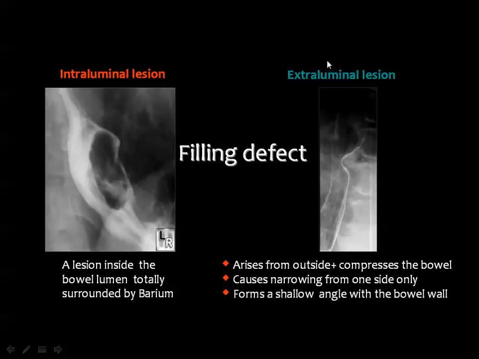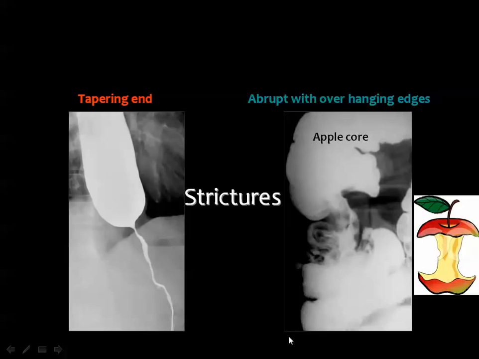And an extraluminal filling defect can be produced by a lesion which comes from outside the gut, compressing the wall of the gut and encroaching on the lumen. As you can see here, these are prominent osteophytes around the spine, compressing the posterior wall of the esophagus, producing this extraluminal filling defect. Then the stricture means that the lumen is narrowed by a lesion, and we have two types of stricture.